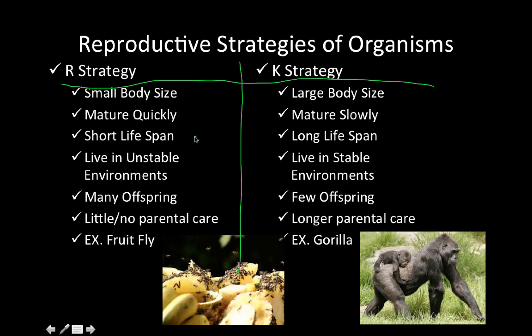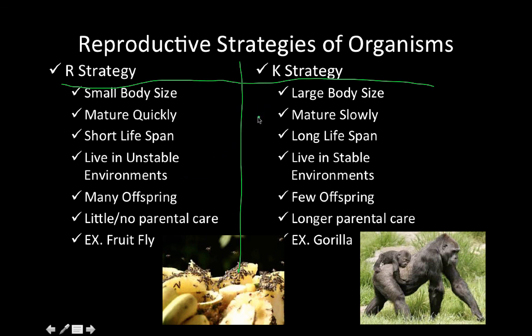But what is an R strategist? R strategists are things like, think about insects and how they live. They have small body size, they mature quickly, they have a short lifespan, they live in unstable environments, they can have a lot of offspring, lay a lot of eggs, a lot of them hatch all at once. There's little or no parental care, there's no good mama fruit flies out there, they just let their eggs hatch and go about their business, right? That's one way to be successful. A lot of these organisms die early in their life, but some survive with little or no parental care, and it happens at a very fast rate.